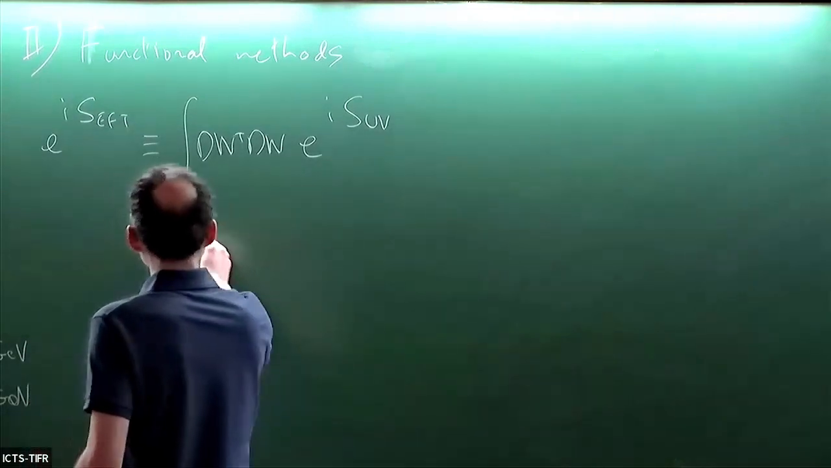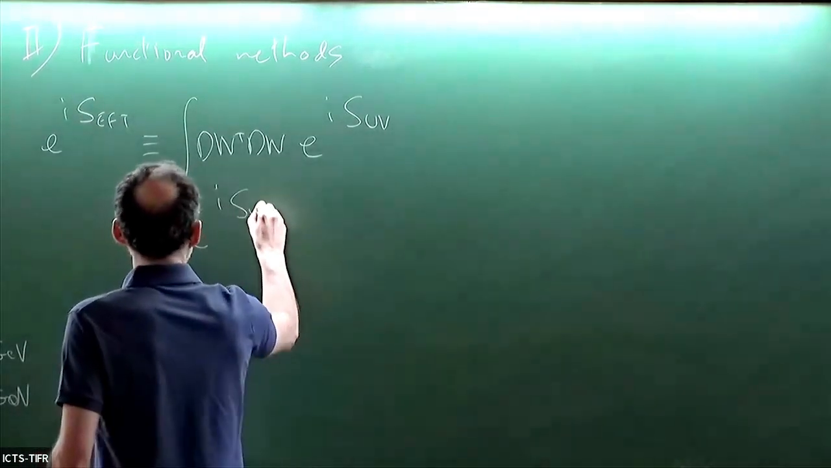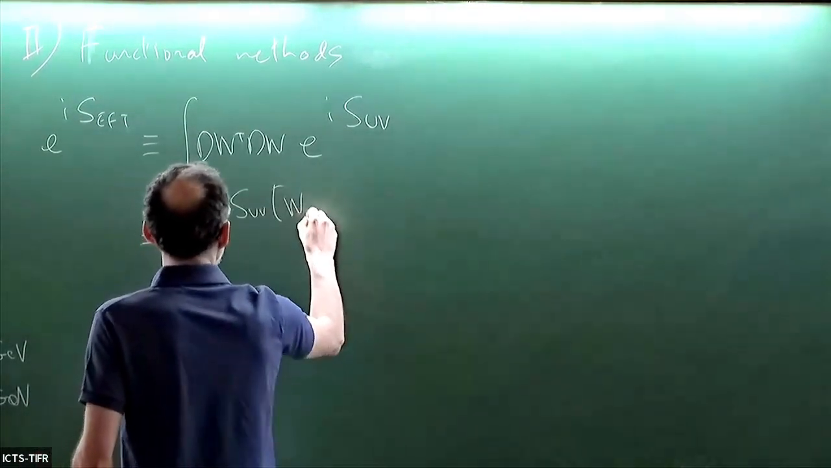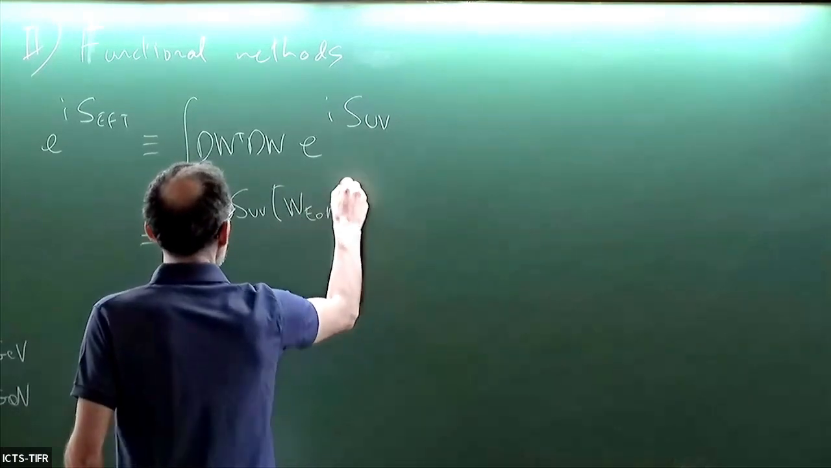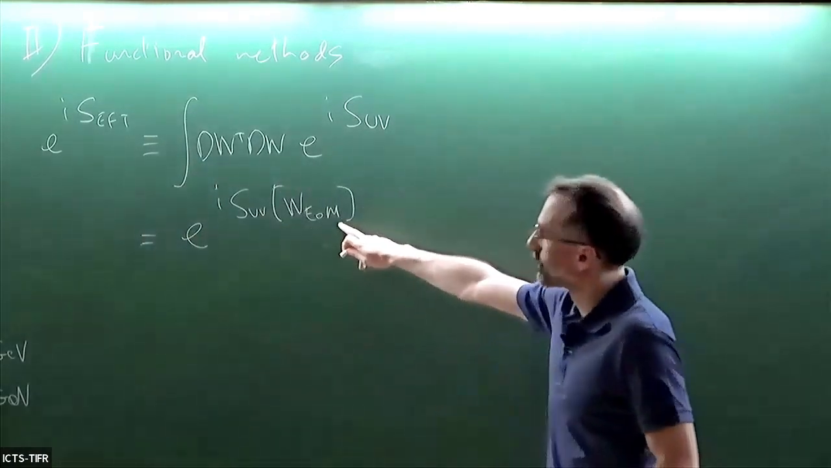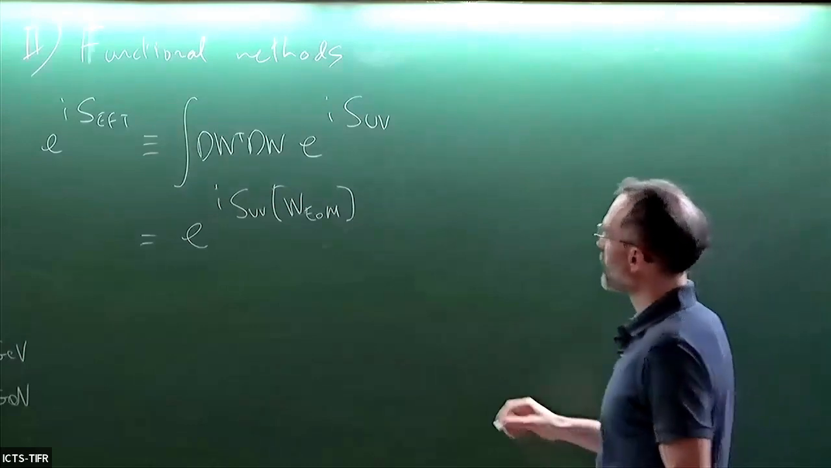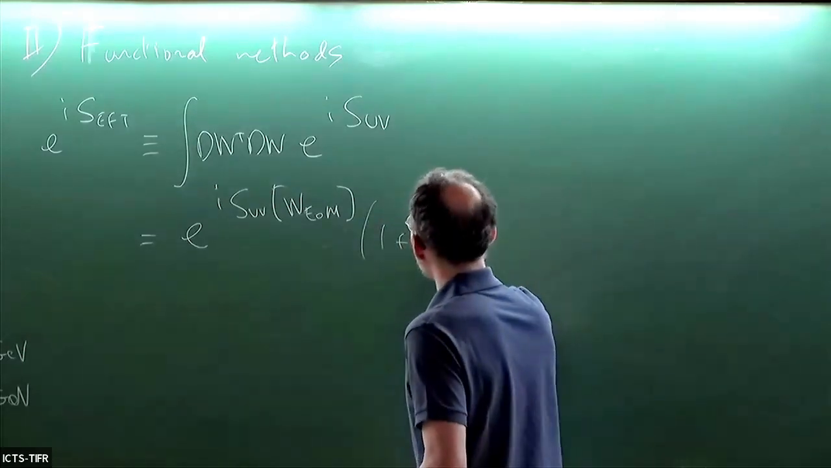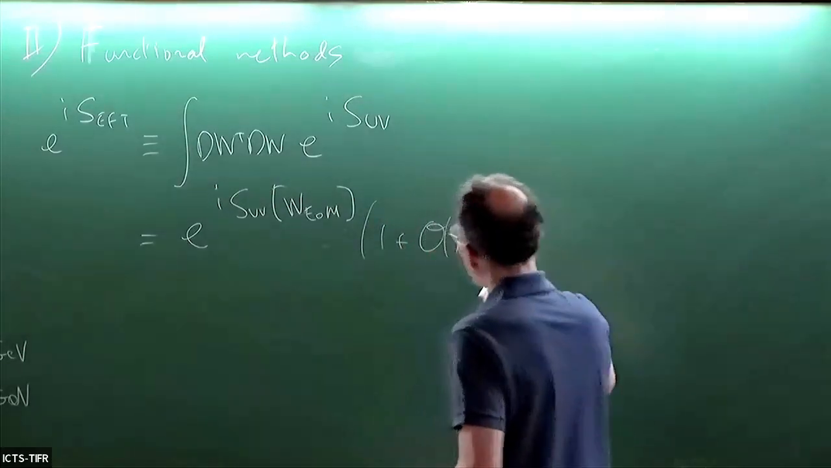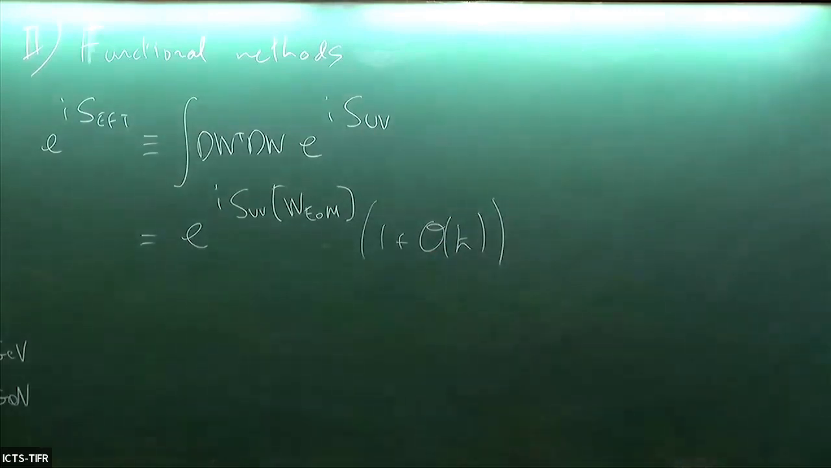And at tree level, this can be expanded as the UV action evaluated at the solution of the equations of motion for the W. That's what I call W sub EOM. And I tell you this, but I don't justify it. The corrections to that will be 1 loop.